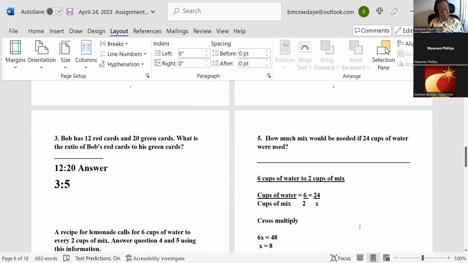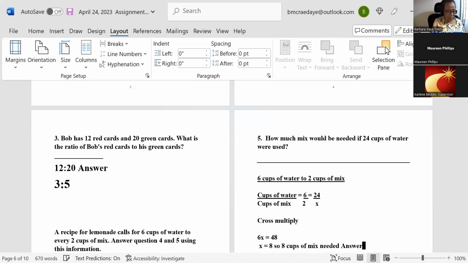That's another way of doing it. Your numbers are nice and easy to work with, right? 24 cups of water is 4 times as much as 6 cups. So that means you have 4 times as much mix. 4 times 2 is 8. That's your answer. So how much mix? X equals 8. So 8 cups of mix needed. That's your answer.